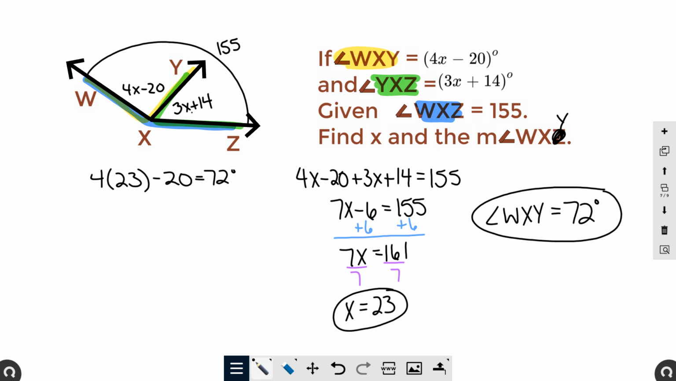Now you could also plug in 23 back for this x to make sure that when you add it to 72 you would end up with 155. So great way to double check yourself to make sure you got the right stuff.